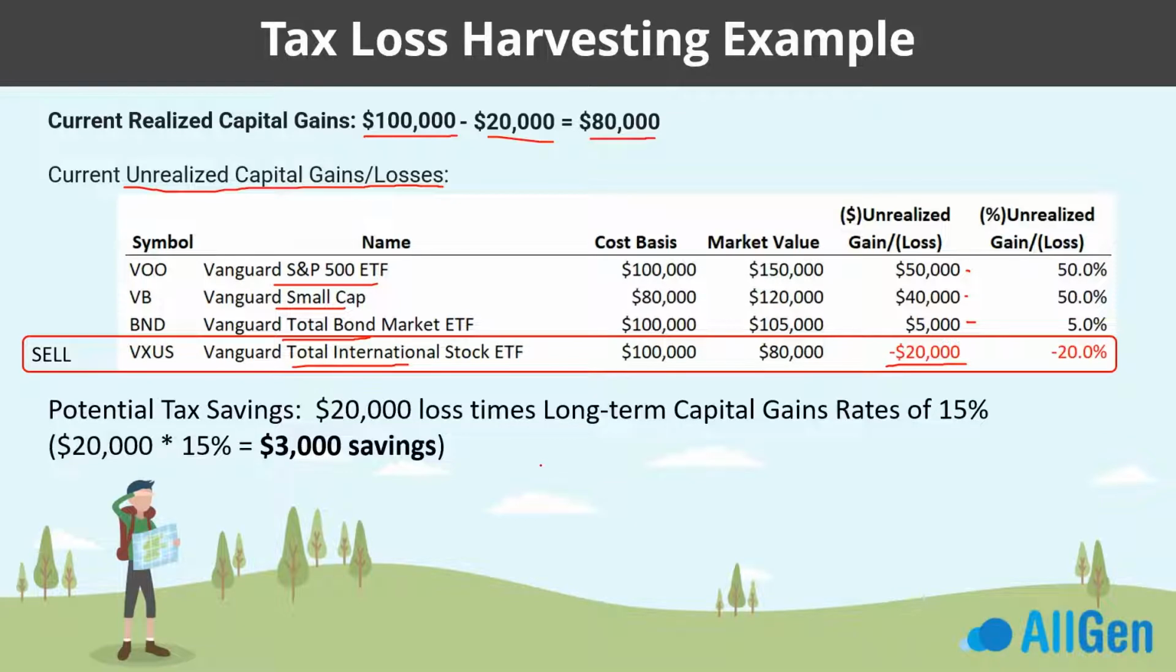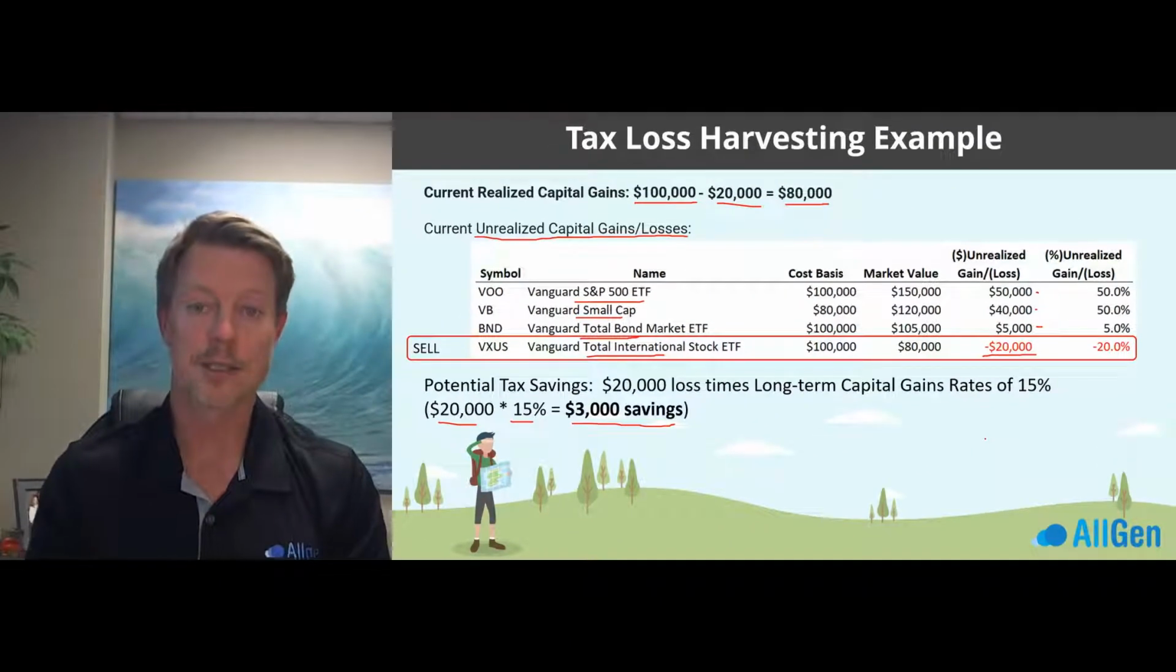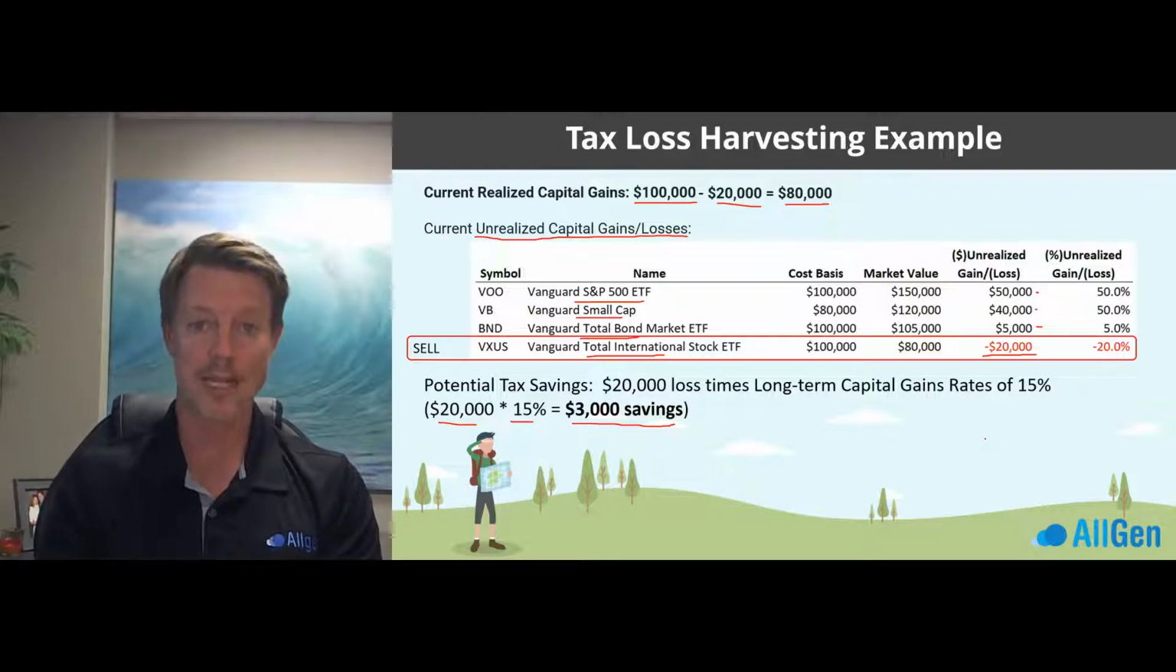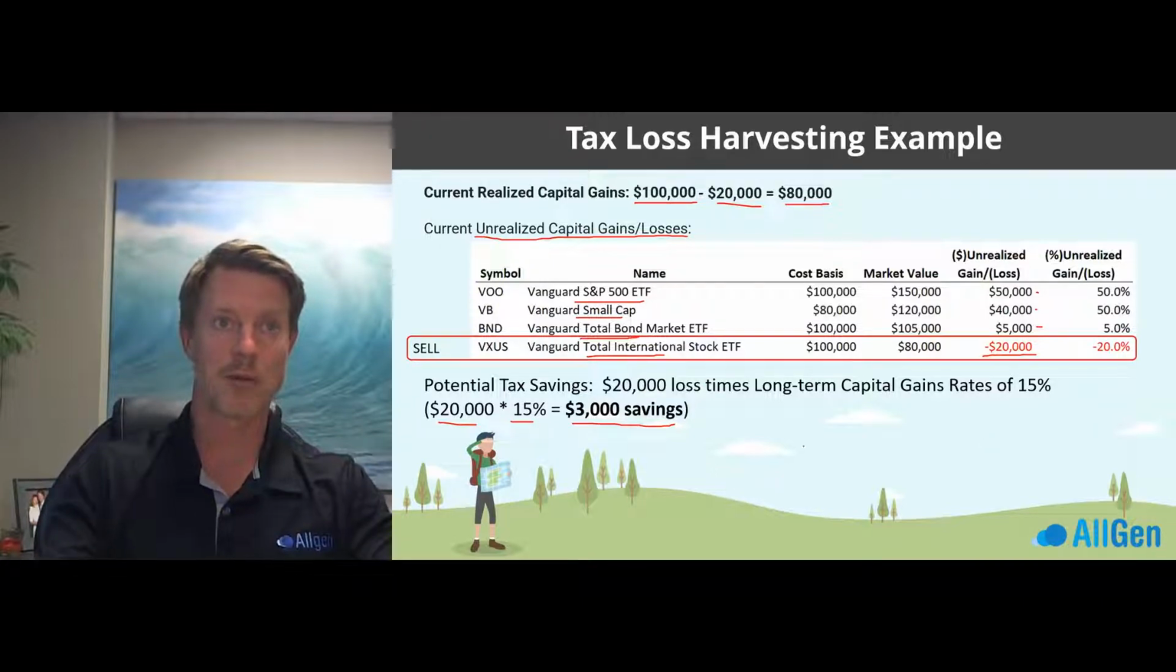So the potential tax savings with that would be basically $20,000 times the long-term capital gains rate of 15%. So you take 20,000 times 15%, that'd be a $3,000 savings. So saving yourself $3,000 to the IRS is great. However, if we just left it at that, that could be a problem. You sold a position that was down.